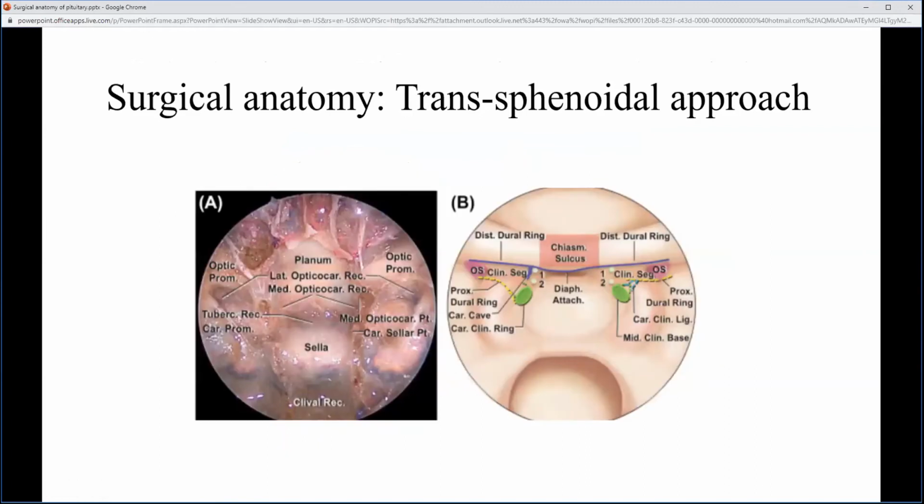And here we took a real life image. So having those landmarks, we can see still here we have the sella. We can see laterally the prominences of the carotid arteries. We can see the planum sphenoidale just above, and then we see the clival recess just below. So just in the way we see it during the surgical procedure.